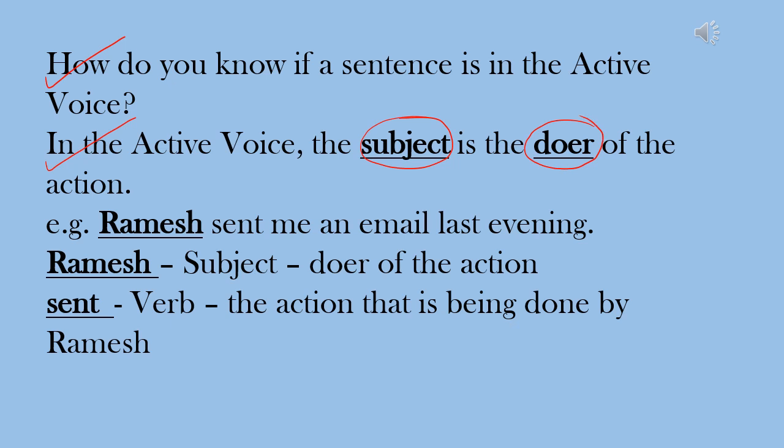For example, Ramesh sent me an email last evening. So here we can see clearly that Ramesh is the subject and the rest of the sentence is the predicate. So we see Ramesh is the subject, he is doing the action. What is the action that he is doing? He has sent me an email last evening. Sent is the verb, that is the action which is being done by Ramesh.